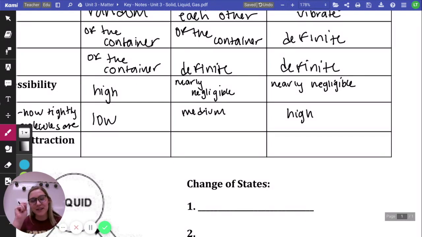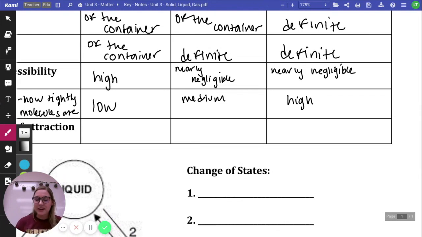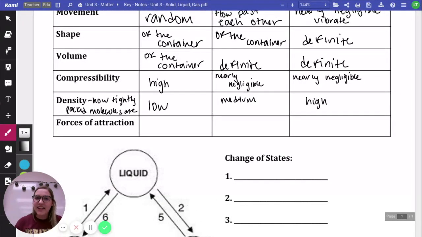Now there is one exception. Water is actually less dense as a solid than it is as a liquid, which is why ice floats. That's the only exception. It has to do with the way that water freezes, and we'll talk about that. We have a whole day to talk about water next semester, so we'll talk about it then. Getting you excited.